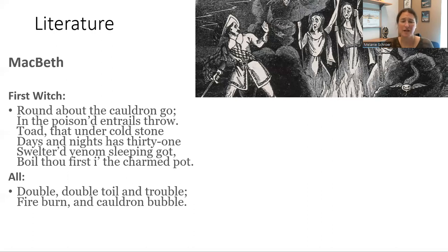But essentially the scene is when 3 witches are gathered around a cauldron and they're just throwing in all sorts of stuff and they're chanting and they're singing the recipe out loud, essentially, in hopes of ultimately using this practice to conjure up prophecies about Macbeth. Famous scene with double, double, toil and trouble.